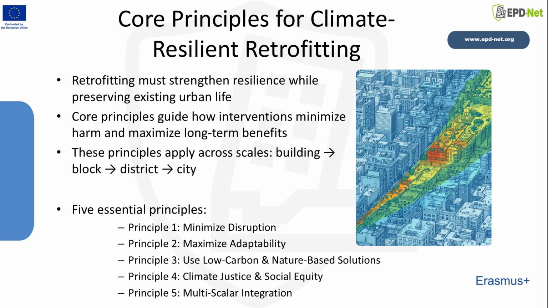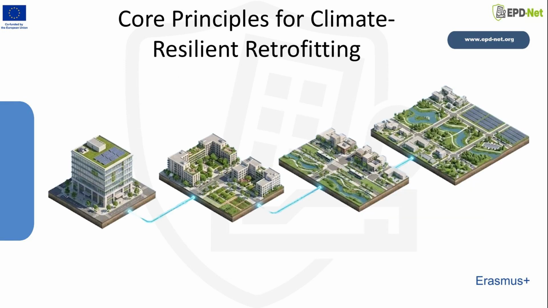The first principle is to minimize disruption. The second is to maximize adaptability. The third is to use low-carbon and nature-based solutions. The fourth is to ensure climate justice and social equity. The fifth is to integrate actions across multiple scales. Together, these principles provide a clear framework for evaluating retrofit choices and for shaping interventions that are not only technically effective, but also socially responsible and environmentally sustainable.